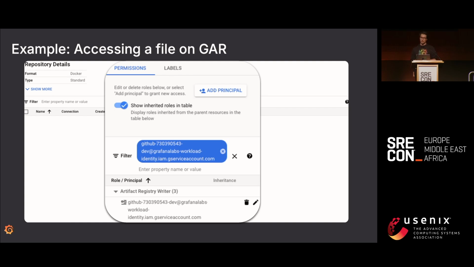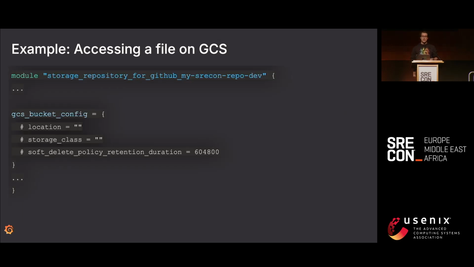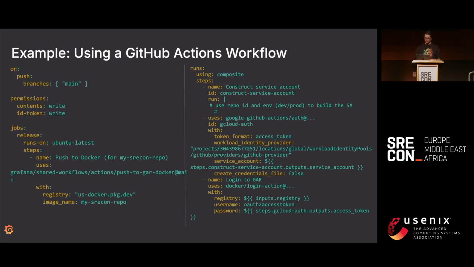Similarly to GAR, we can now add another block to create a GCS bucket. Again, there's a new service account created along with this GCS bucket. One important thing to notice, though, is that the service accounts generated for GCS are different than the ones for GAR, and this is pretty important. One thing to serve only one purpose.